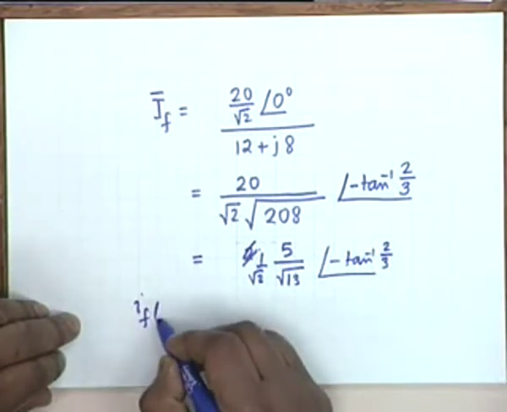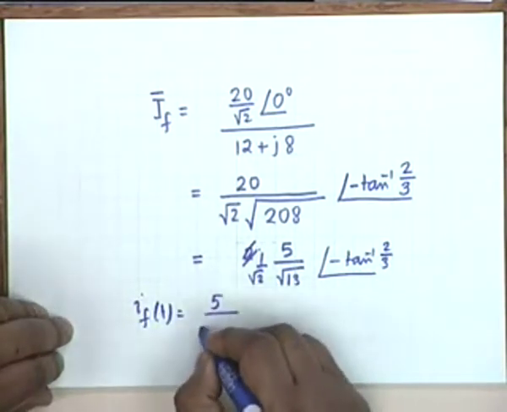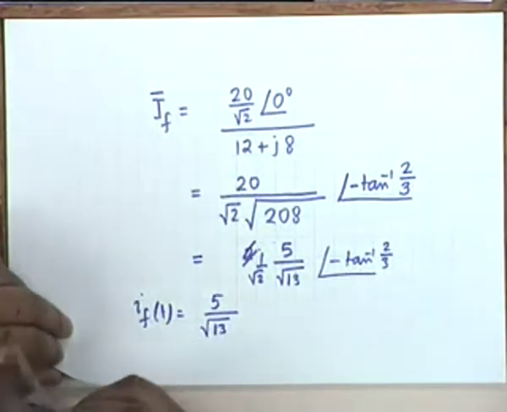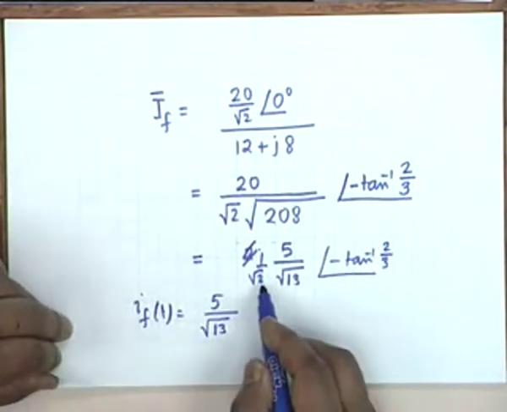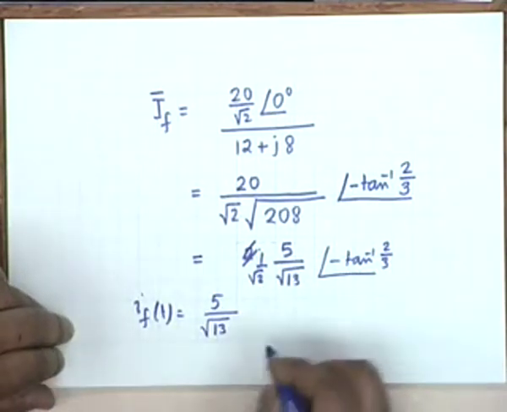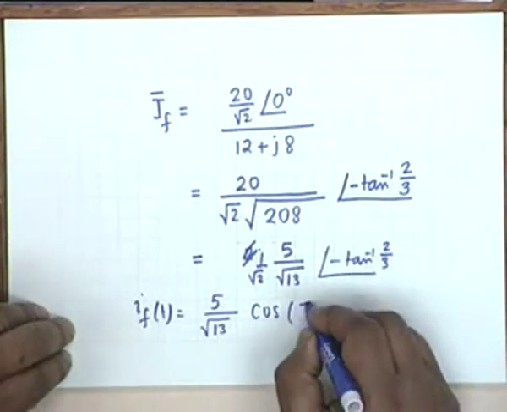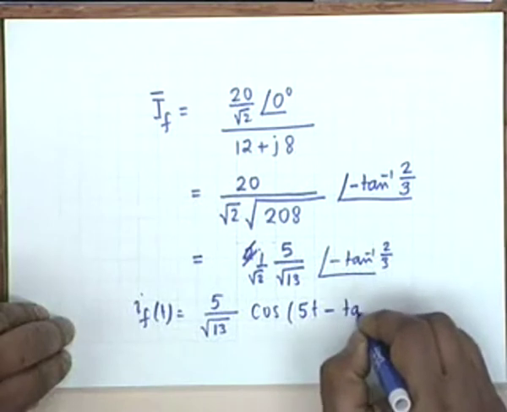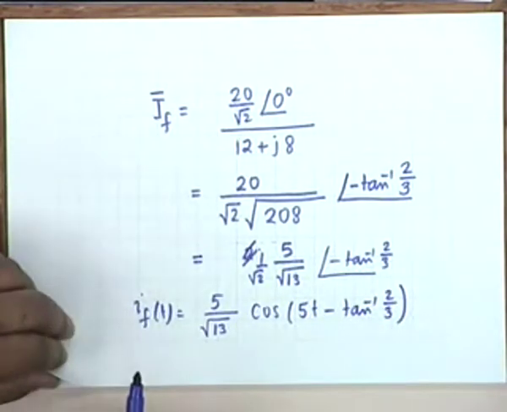Can we write If of t now? Yes, it would be 5 by root 13. You must multiply this by root 2. That's why I didn't absorb root 2 in this quantity. Then cosine of 5t minus tan inverse 2 by 3. This is the forced response.